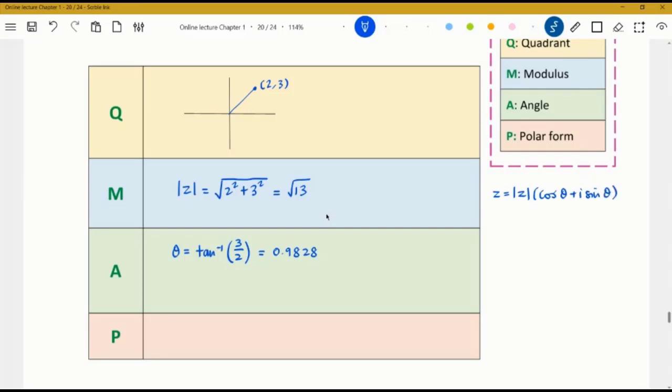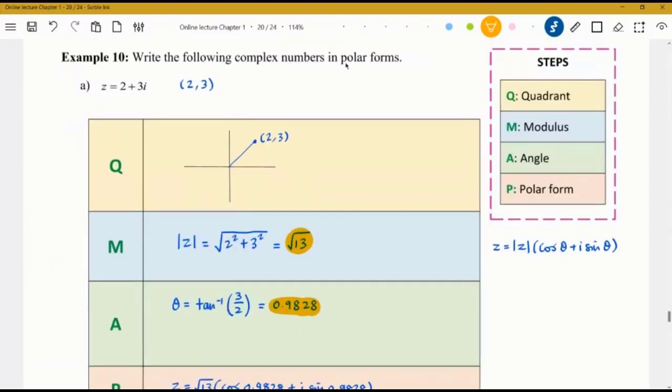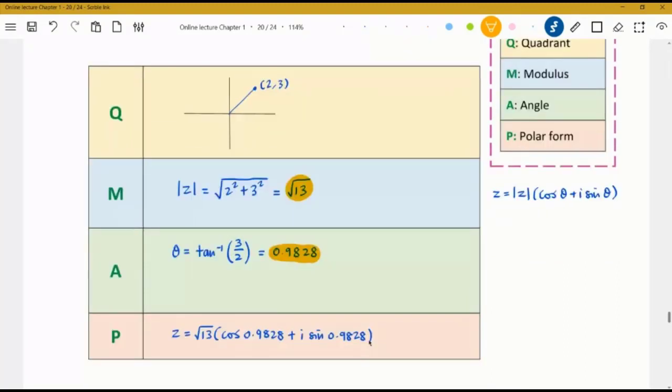Okay, so we can have Z equal to square root of 13, which is modulus kita tadi dekat sini, darab dengan cos theta. Theta kita adalah 0.9828 plus I sin 0.9828. So kita just masukkan these two value ke dalam formula ataupun form of polar form. Okay, so ini yang dia nak dalam soalan. Sebab dekat sini dia dah minta dah polar form. So jawapan akhir mesti dalam bentuk yang ini. Okay, so that is the part A.